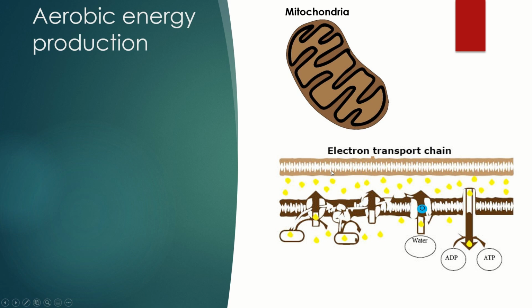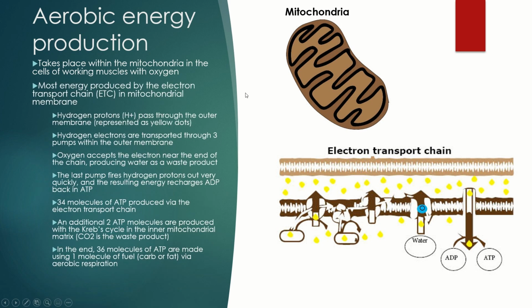So this is the bigger picture. This is kind of this area right in here where these outer membranes and inner membranes happen, and we're going to see what happens in this electron transport chain that allows us to produce ATP, or energy. So first thing, aerobic energy production takes place inside the mitochondria, and there's 2 main ways that it happens. It takes place inside the mitochondria in the cells of the working muscles with oxygen. Aerobic energy is produced with oxygen. Makes perfect sense. And actually the oxygen, it's this right here, and I'll talk about that in a couple minutes.